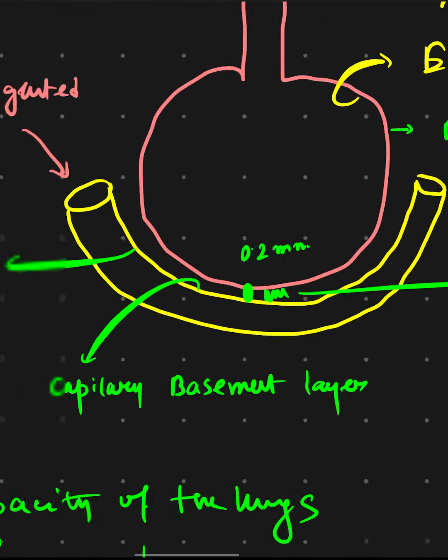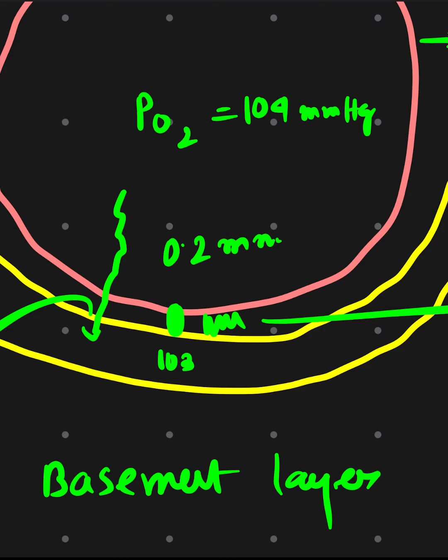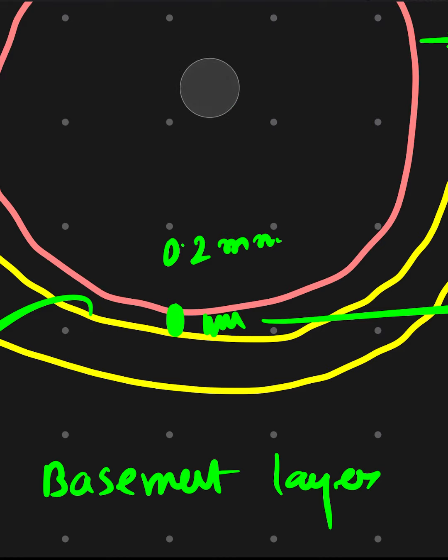So let's assume that the partial pressure of oxygen in the alveoli is 104 mmHg and the partial pressure of oxygen inside the blood vessel is 103. It is a hypothetical situation. So the difference is just 1, and due to this difference, how much oxygen is flowing from the alveoli to the blood capillary will be considered as the diffusion capacity.